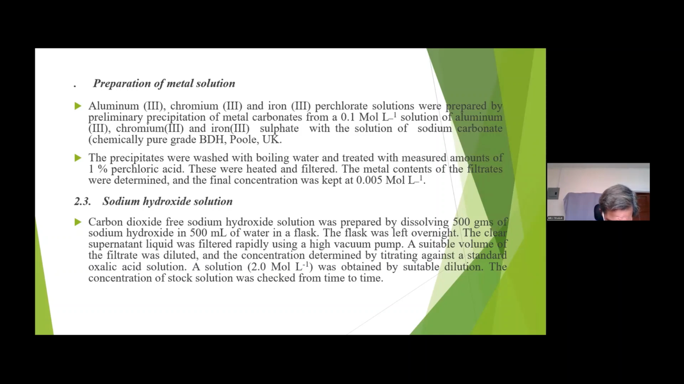Now the sodium hydroxide solution. Carbon dioxide free sodium hydroxide solution was prepared by dissolving 500 gram of sodium hydroxide in 500 milliliter of water in a flask. The flask was left overnight. The liquid was filtered rapidly using a high vacuum pump. A suitable volume of filtrate was diluted and concentration determined by titration against standard oxalic acid solution. The 2 molar solution was obtained by suitable dilution. The concentration of the solution was checked from time to time.